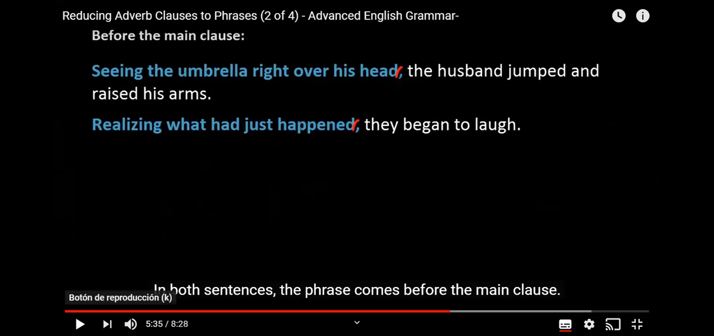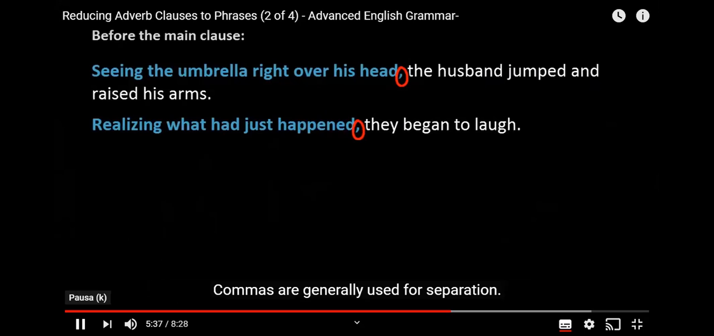Now, take a look. Commas are generally used for separation. Very important: when they come at the beginning, we need a comma to separate the two clauses. Is that clear? So be careful, because this can probably come in the midterm, in the exercises. Okay, very good. Next.